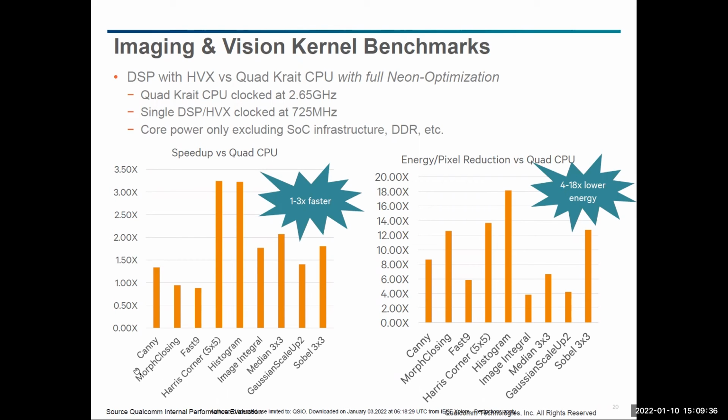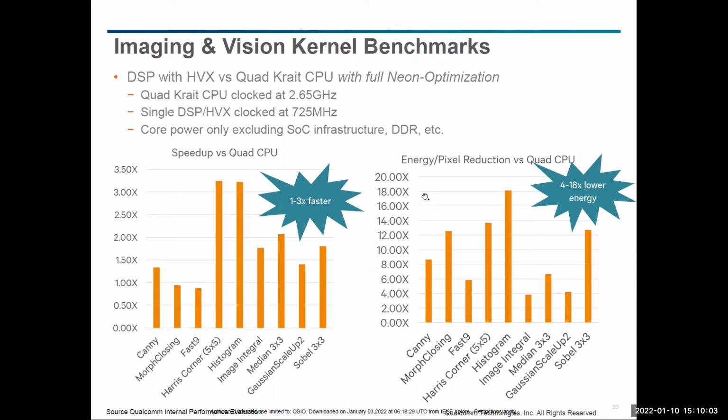So we have a lot of imaging kernels like Canny, Morph Closing, Fast9, Harris Corner, and most of them are beating the performance, or are almost at par with the performance that we get on the CPU. So overall, we can say that it is 1 to 3 times faster when we compare the performance of the kernel execution on HVX versus the Neon architecture.